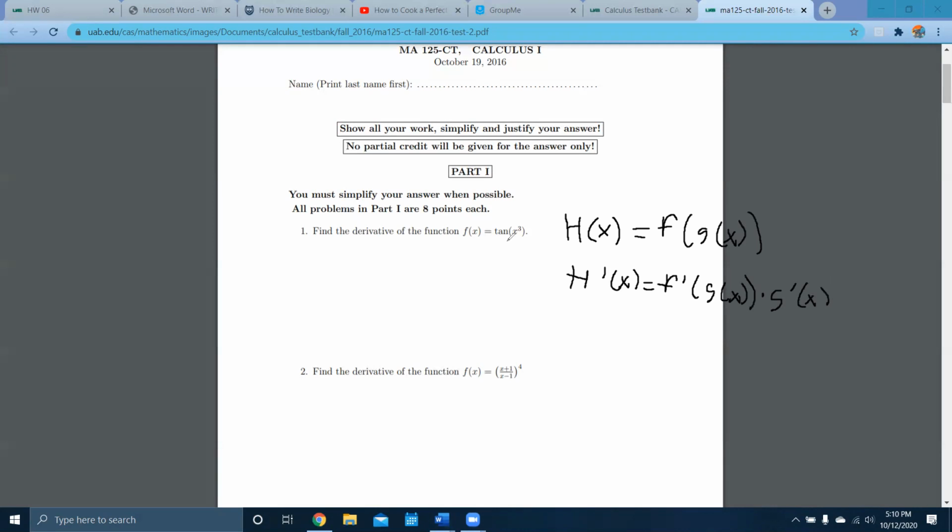So now moving this over here to tangent of x cubed. First, we're going to do the derivative of the outside, and the derivative of tangent is secant squared. And this is still going to be of x cubed, times the derivative of the inside, which is going to be 3x squared. So your final answer, f prime of x, is going to be equal to 3x squared secant squared of x cubed. So that's number 1 there.